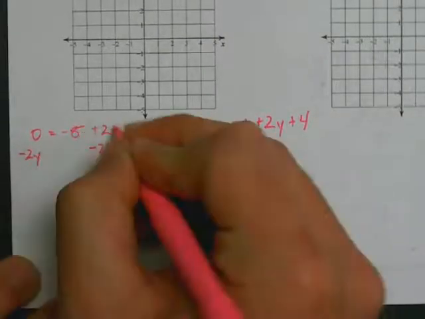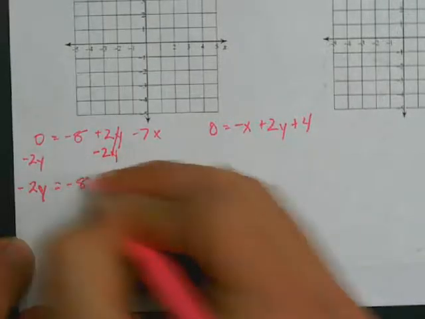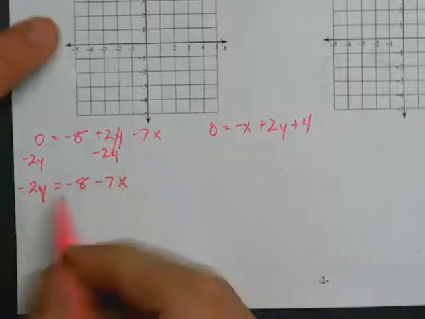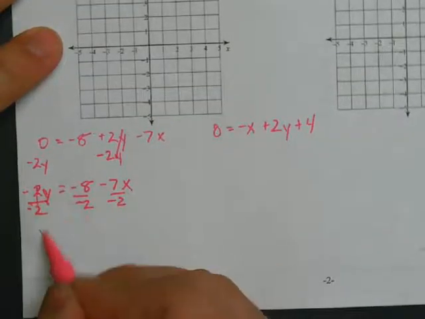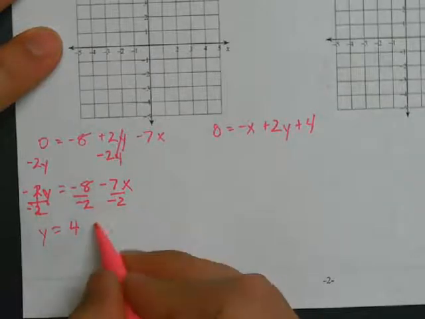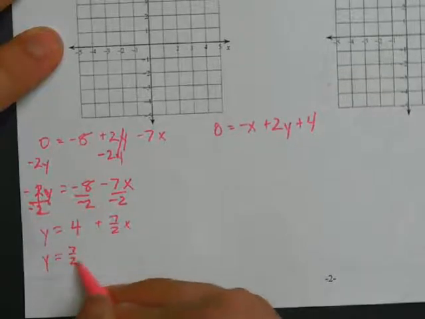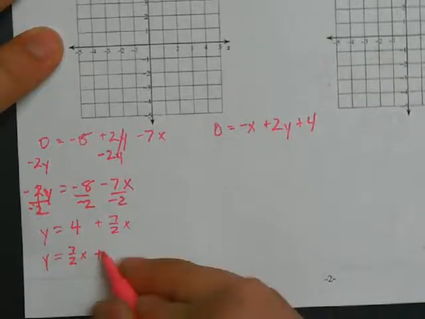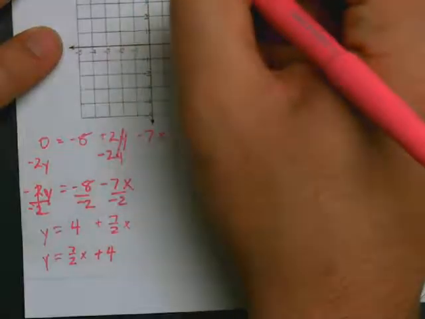That cancels, and now I have negative 2y equals negative 8 minus 7x. I then divide everything by negative 2. And I would have y equals negative divided by negative is a positive. 8 divided by 2 is 4. And that would be plus 7 over 2x. I clean it up: y equals 7/2 x plus 4. So this first one converts to y equals 7 over 2x plus 4.